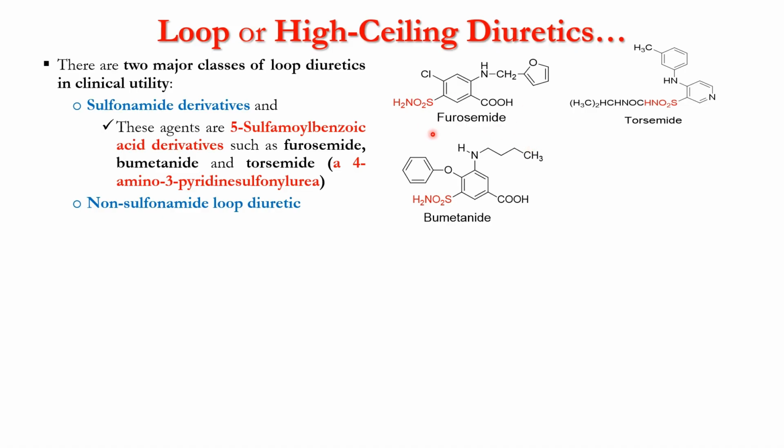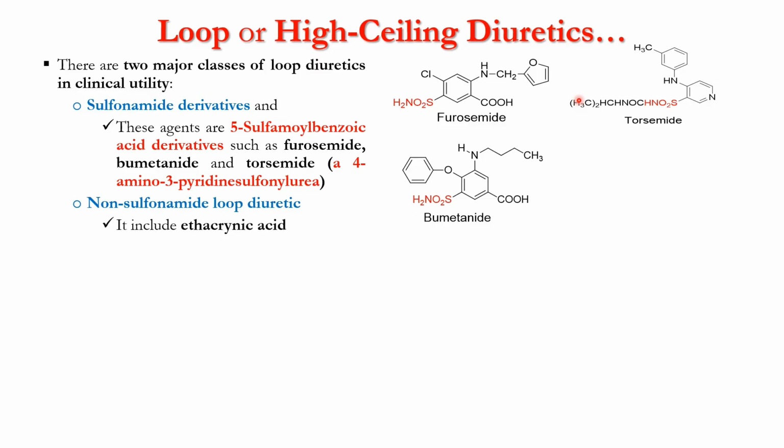For the sulfonyl benzoic acid derivatives, we have two members, bumetanide and furosemide. Both of them have sulfonamide groups. In the case of furosemide, it also contains the sulfonamide group, but it is a derivative.